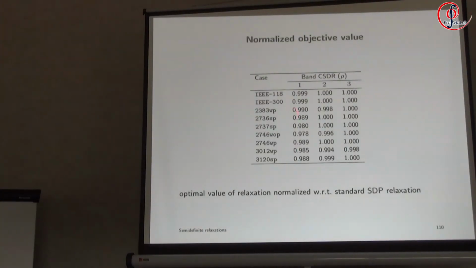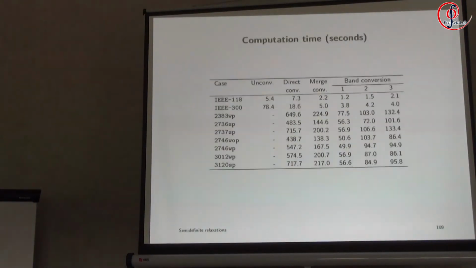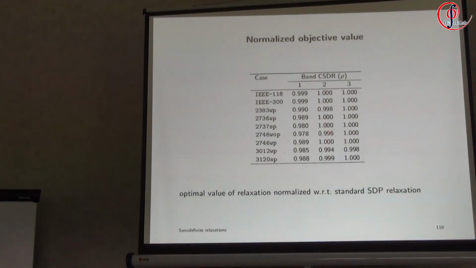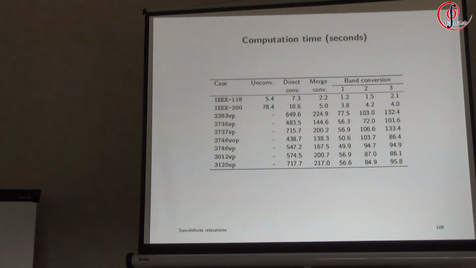You get the same conclusion if you look at the objective values of the lower bounds. This is the ratio of the bounds of the relaxation to the full standard SDP. And this is the computation time. So the conclusion is, by doing this, you get cheaper relaxations that often seem, at least in these examples, to work quite well, but they're weaker than the full SDP relaxation.